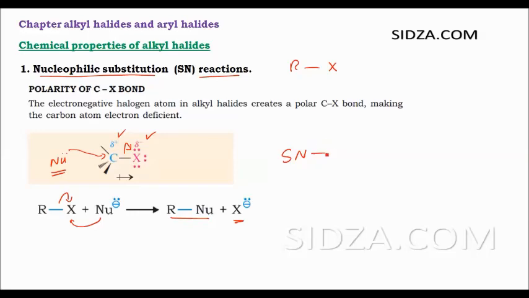There are two types of nucleophilic substitution reactions on the basis of mechanism: SN2 and SN1. SN2 is also called a bimolecular nucleophilic substitution reaction, and SN1 is a unimolecular nucleophilic substitution reaction. Let us discuss the SN2 mechanism and the SN1 mechanism in detail.